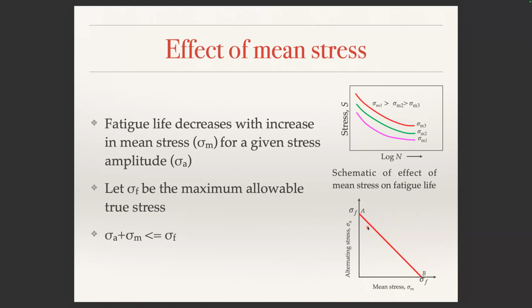This red line is what you have plotted, alternating stress versus mean stress. So let that be for one particular number of cycles. That's what you're saying, correct? Yeah, exactly.